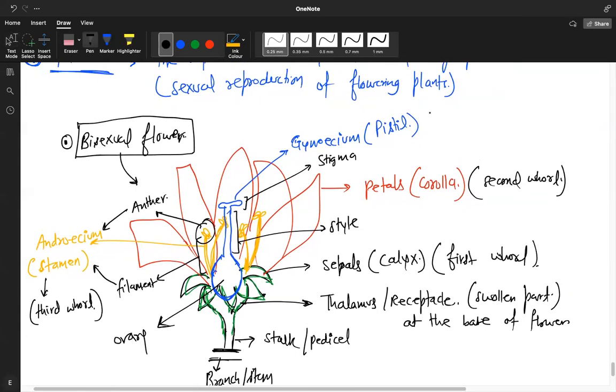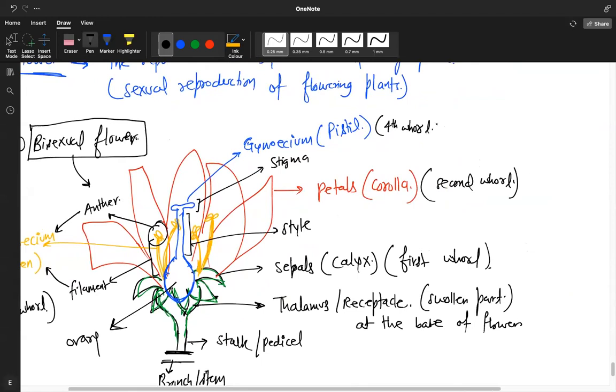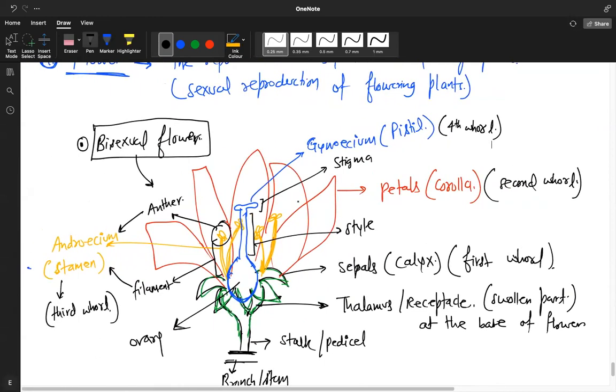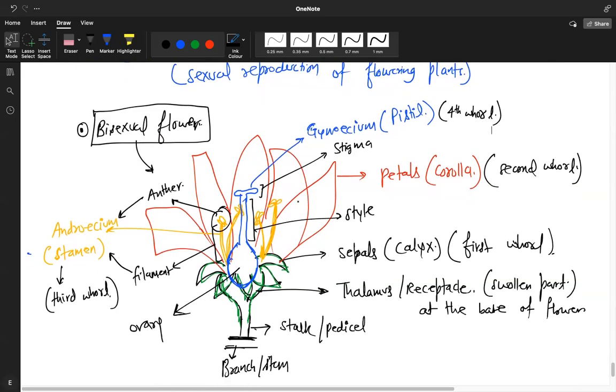And Gynoasium is the 4th whole. The 4th layer, the innermost layer. Is it clear, everyone? Please draw this and label each and every part of the flower. All the 4 layers and every part of the flowers. Then I'll dictate you certain things about flower. Okay, you draw this and make a label diagram. I'll be back in a couple of minutes.